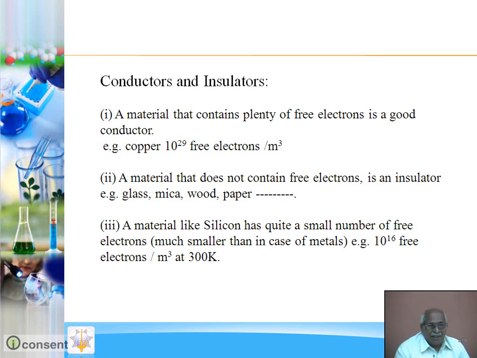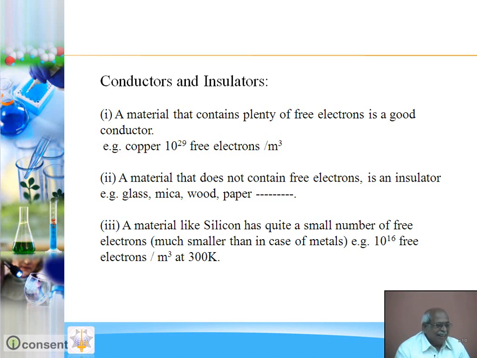10^29 free electrons in 1 meter cube. That is in unit volume. 10^29. Imagine how huge is the figure. So any metal is an ocean of free electrons, and therefore it is a good conductor.